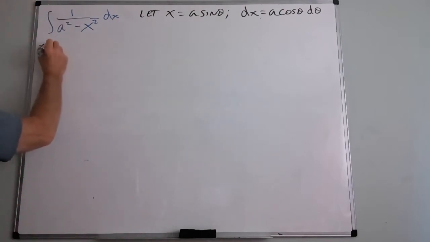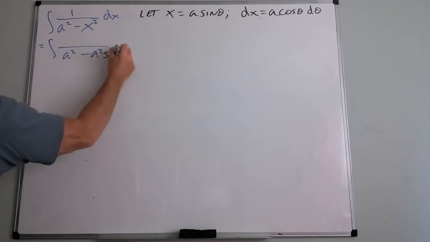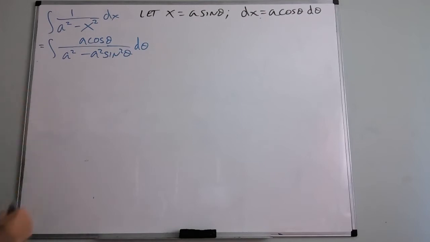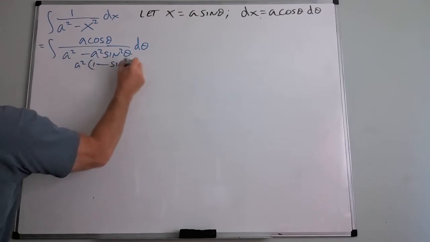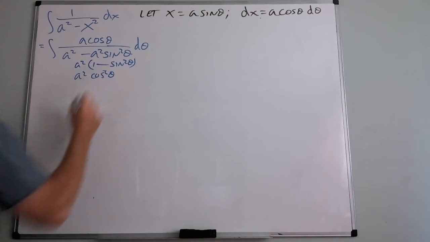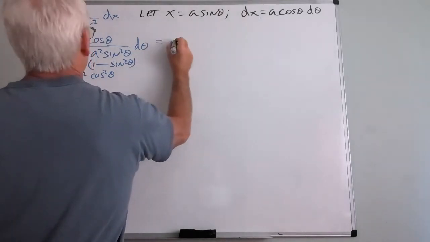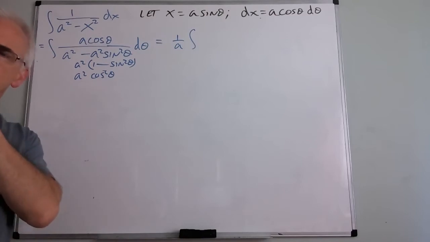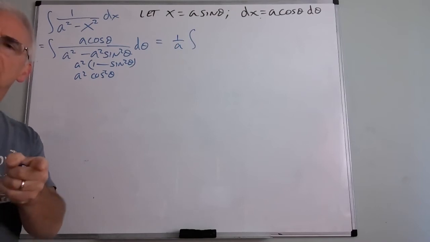And so this becomes a squared minus a squared sine squared theta. And on the top, I have a cos theta d theta. So that's a squared times 1 minus sine squared, which would just be a squared cos squared. Great. So I have a cos on the top and a squared cos squared on the bottom. That means I'm going to have a 1 over a times what? Cos on top, cos squared on the bottom, so I'll be left with 1 over a cosine theta.